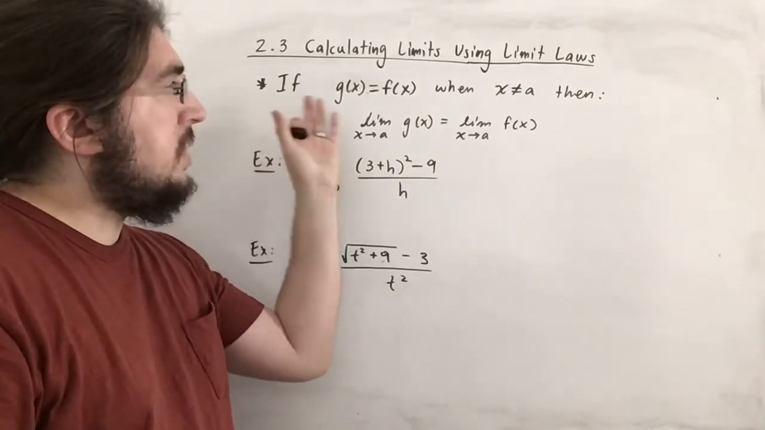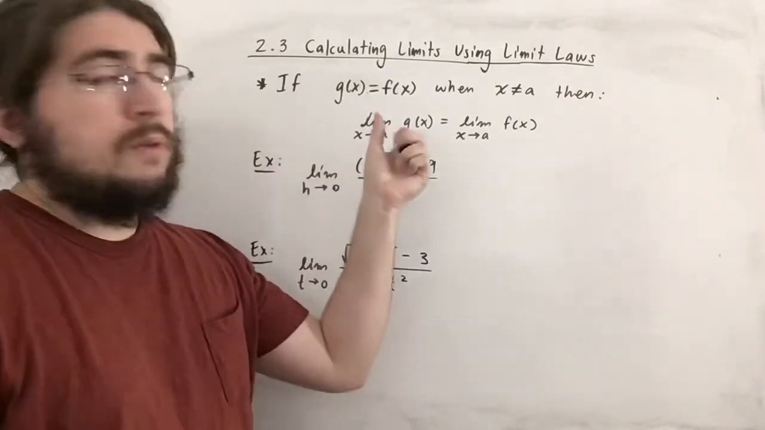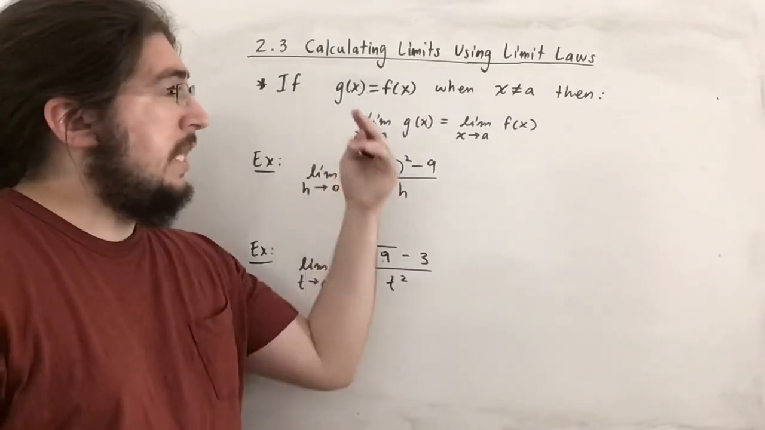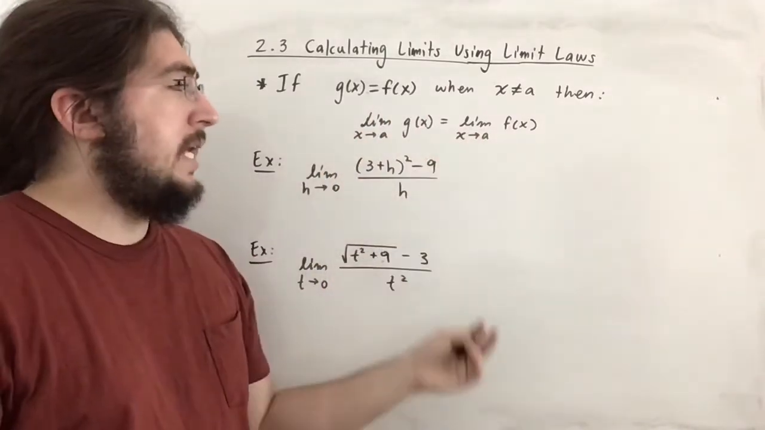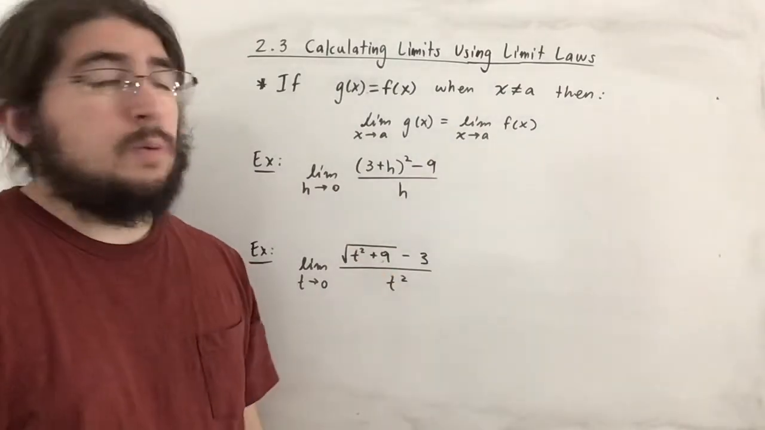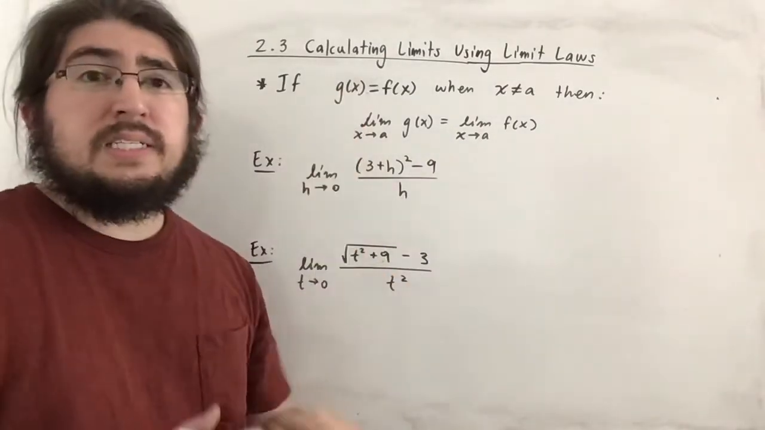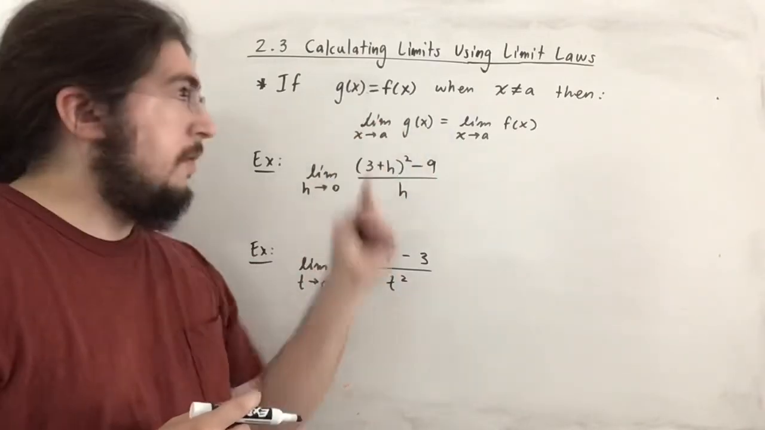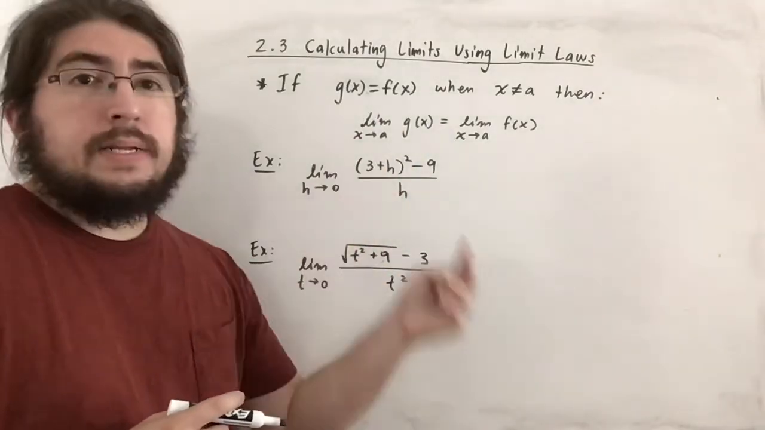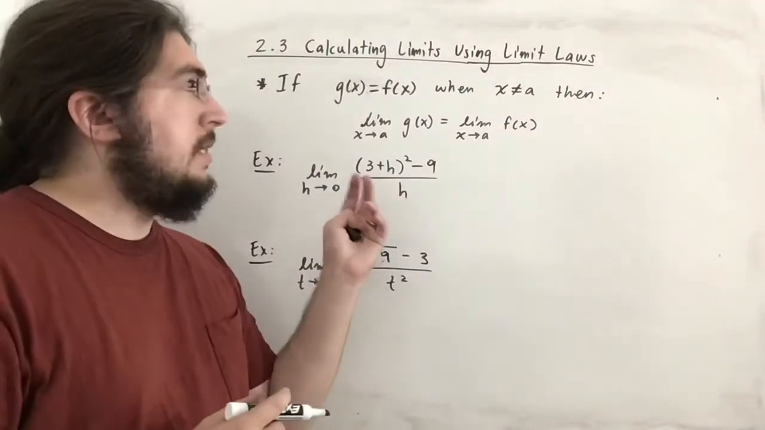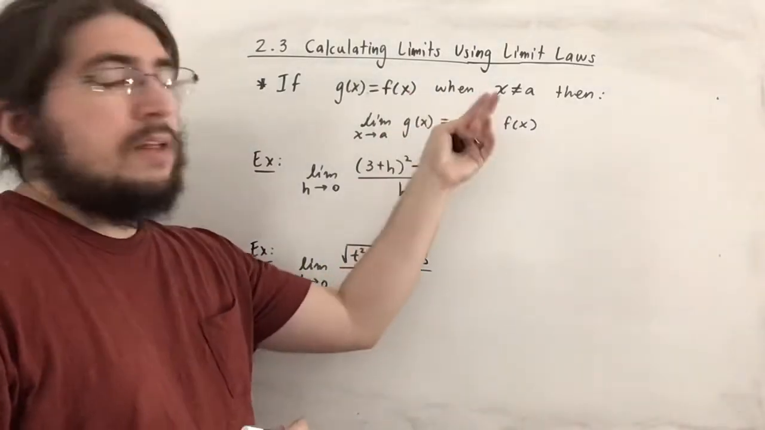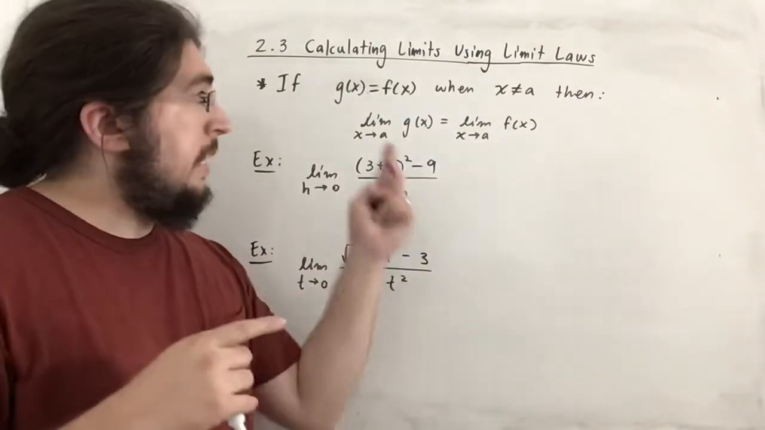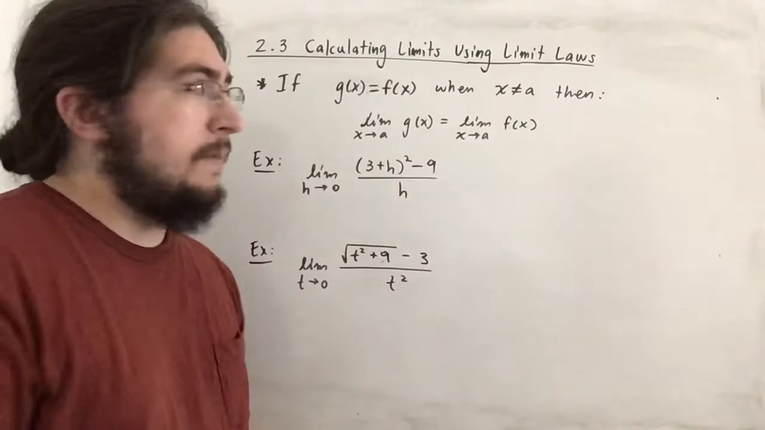Here I say if g of x and f of x are equal to each other when x is not equal to a, then the limit as x approaches a of g of x and the limit as x approaches a of f of x must be the same as well. So basically, if we have two functions that are the same, except at one particular point a, then their limits are the same, because if it's true for all values except for a, then it's true for values around a. So as you approach a for each of them, you'll get the same limit.